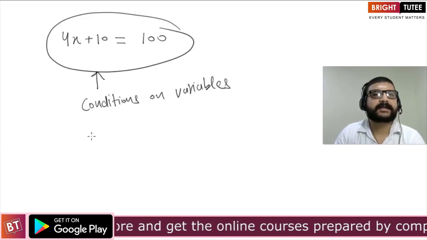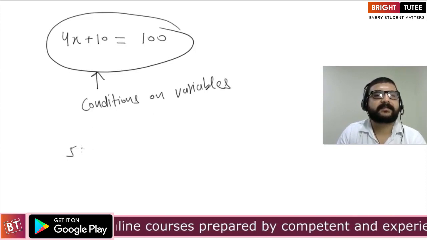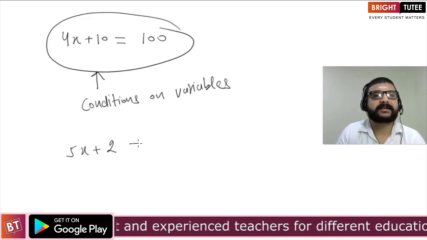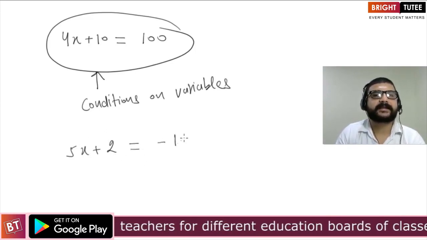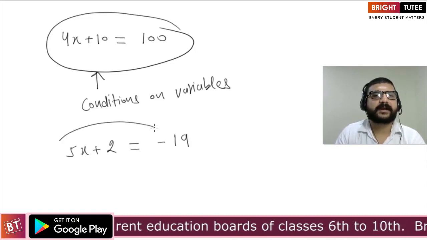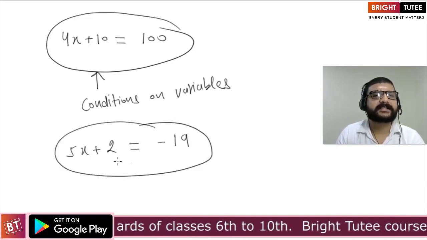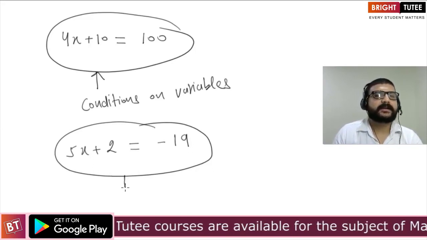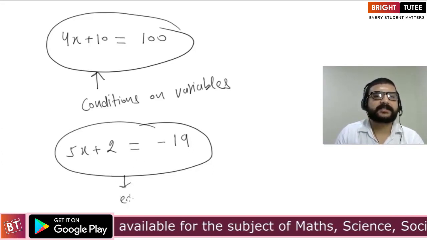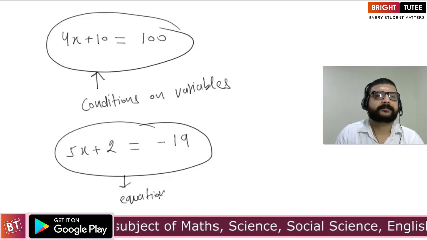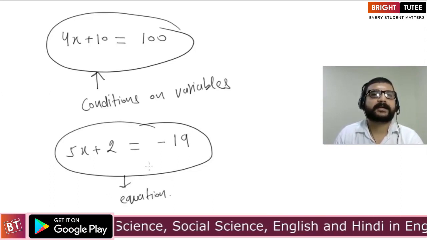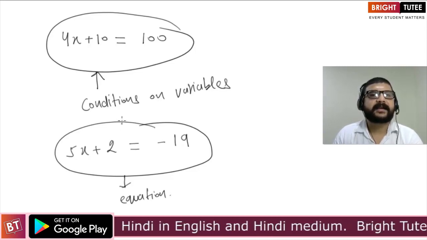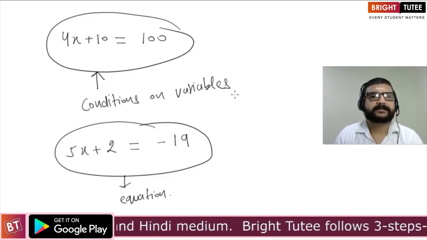We can have one more example. Let's say we are having 5x plus 2 and we put one condition here that this is equal to minus 19. So again we had put one condition on variables here and we got one equation. Now this is one equation we can say. So ultimately we can say equations are conditions on variables.